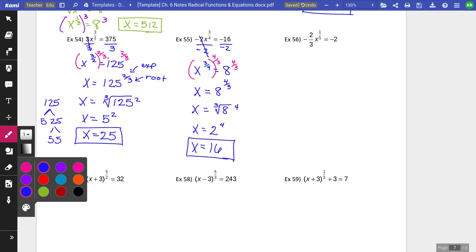Okay, let's do 56. Dividing by -2/3 is the same thing as multiplying by a -3/2. So -3/2. So x to the 1/5 is going to equal, okay, now this would be over 1. So I would have 6 over 2, or 6 divided by 2 is 3. Okay, so on this one, to get rid of that 1/5 power, the reciprocal of 1/5 is 5. So this would just be taking 3 to the 5th power. So x equals 3 to the 5th.